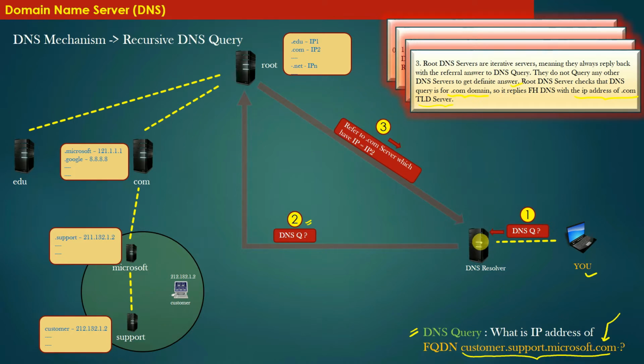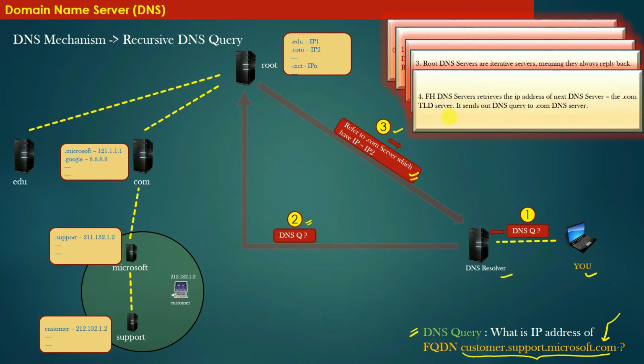DNS resolver. So you can see in step 3, the root DNS server is replying to the DNS resolver with the referral answer. In this referral answer, the root DNS server simply says that I do not know the IP address of the fully qualified domain name which you are asking, but the .com top level domain server potentially knows the answer. Right? So the root DNS server replies back with the referral answer, and in this referral answer it specifies the IP address of the next domain name server.